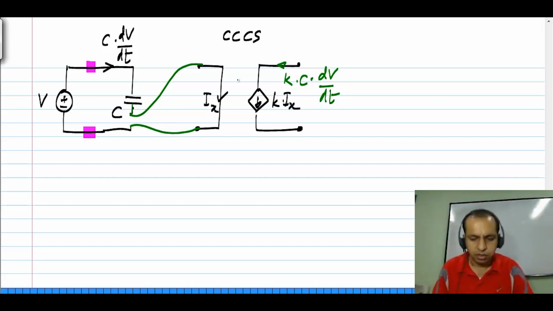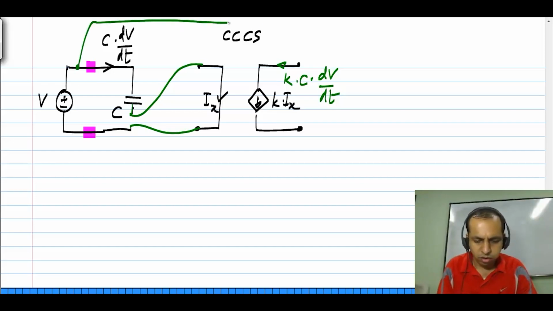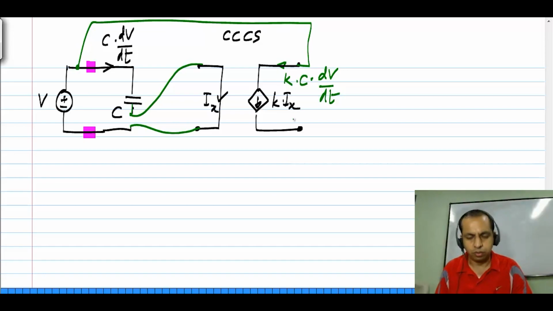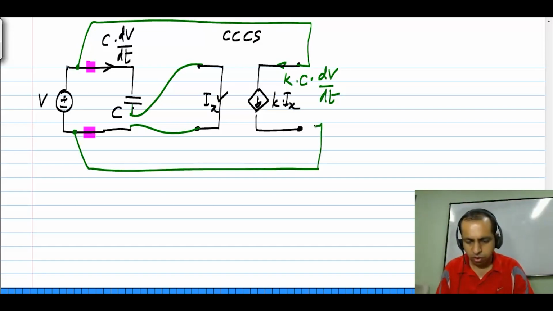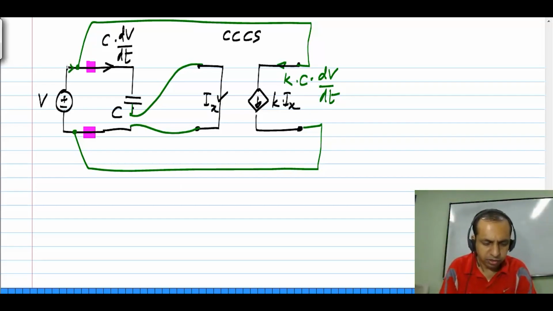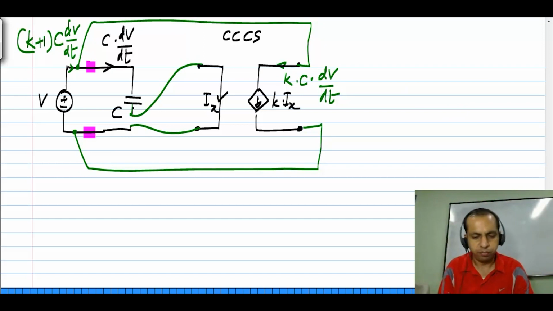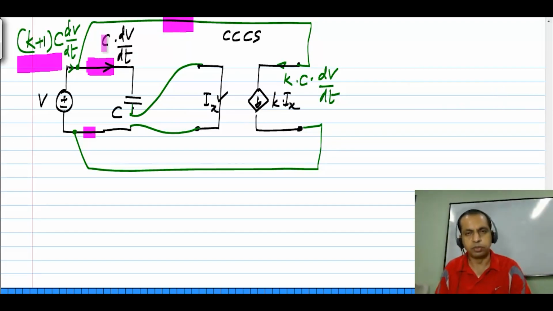Now let me do one thing. Let me take the controlled current and also connect it across the voltage source which is driving the capacitor. Clearly you will see that the current that is drawn from the voltage source will be K plus 1 times C times the time derivative of V. We have C times dV by dt in this wire and K times C times dV by dt in that wire. So the total current drawn is K plus 1 C times the time derivative of V.